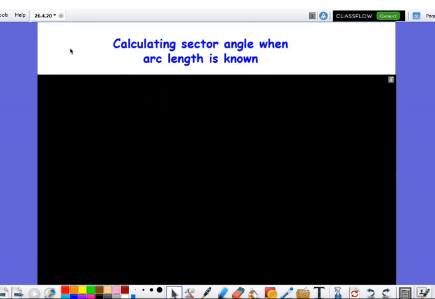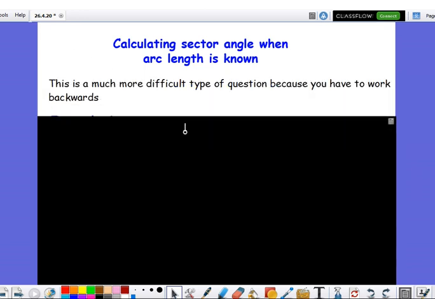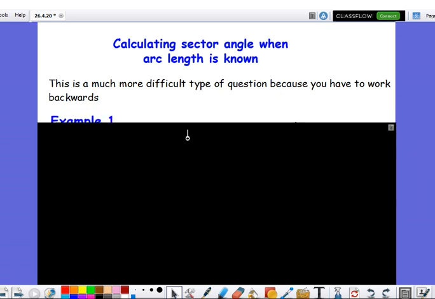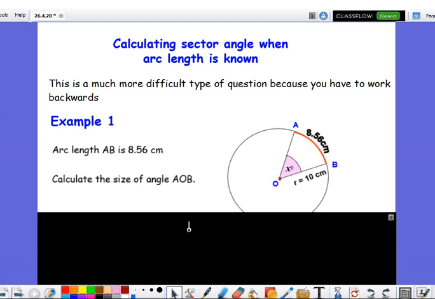Now, this is calculating the sector angle when the arc length is known. Now, this is a much more difficult type of question because you have to work backwards and you have to use a lot of algebra. Now, I'm going to let you see this example here.